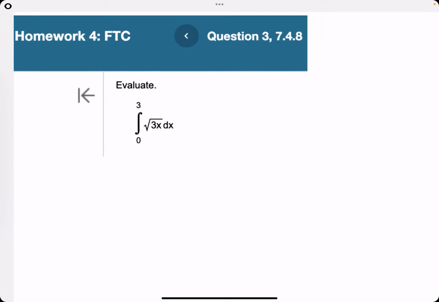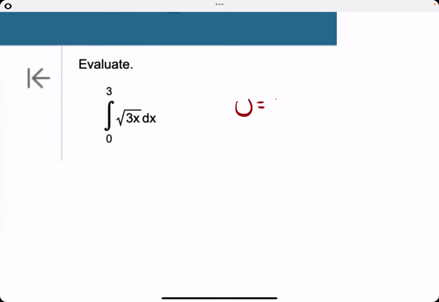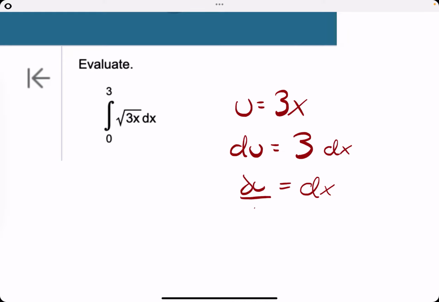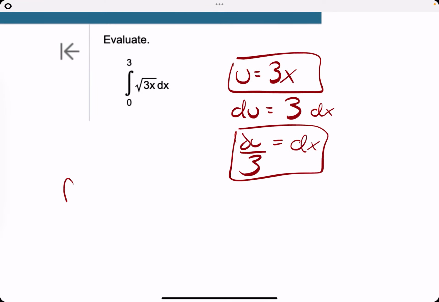Number 3. Once again, antiderivative of the square root of 3x. Now this one, we might have to whip back out some substitution. U substitution, where we identify u as 3x. The derivative of 3x is 3. Tack on dx. Solve for dx by dividing by 3. Make some substitutions into the integral. So rewrite the integral, basically.